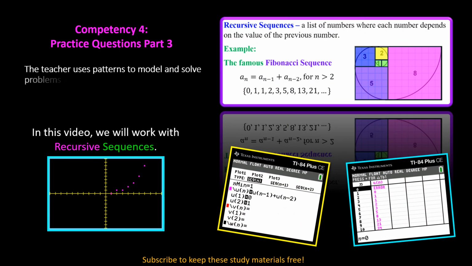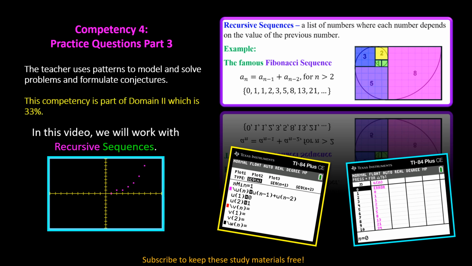Welcome to part 3 of Competency 4. In this video, we will work with recursive sequences, such as the famous Fibonacci sequence.